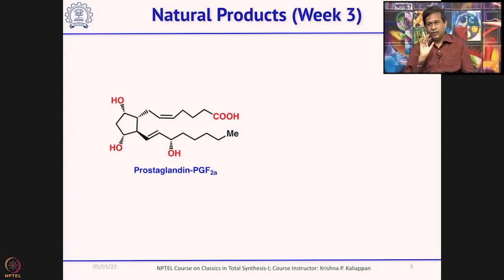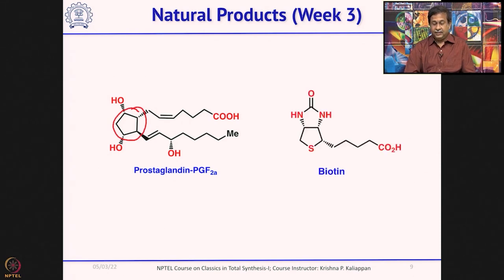When you talk about five-membered ring, one class of natural products which should come to our mind is prostaglandins. So prostaglandins, you can see it's a five-membered carbocycle having hydroxyl group. It can be trihydroxy, or it can be dihydroxy, or it can be hydroxyketone with two side chains, okay, at adjacent carbon. And there are few prostaglandins. We will discuss at least synthesis of two prostaglandins by two different groups in our discussion in week 3. And then we also move to a vitamin called biotin, which has two five-membered rings. One is, you can see, tetrahydrothiophene, the other one is cyclic urea. Okay. So we will discuss these two classes of natural products in week 3.